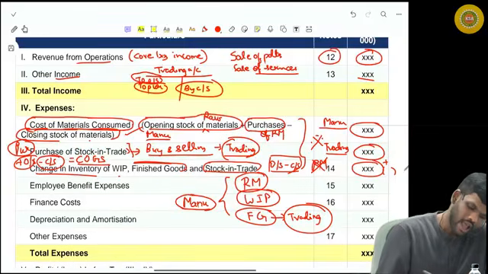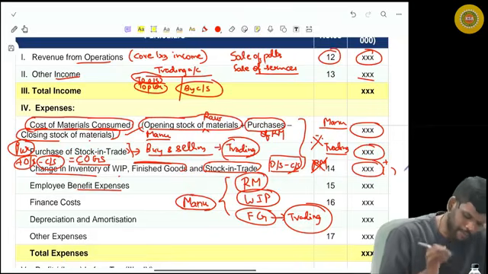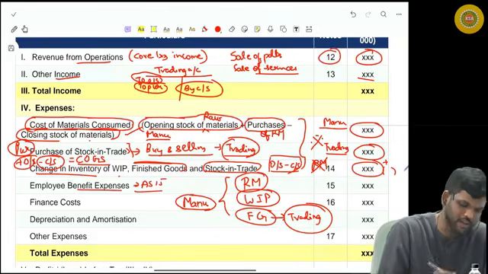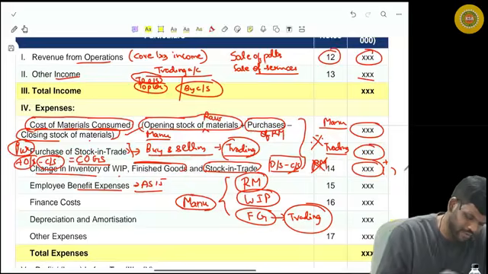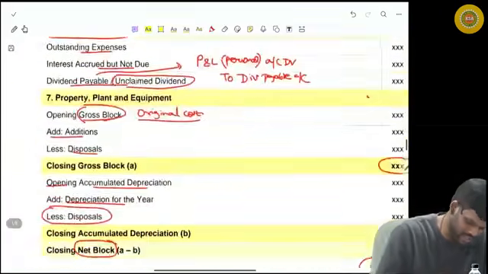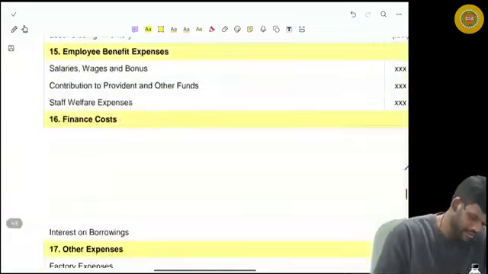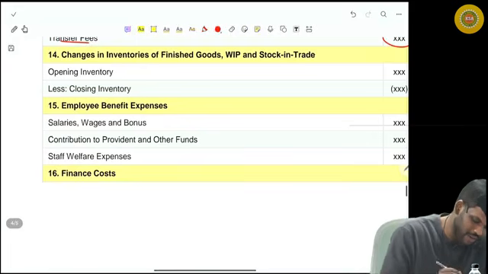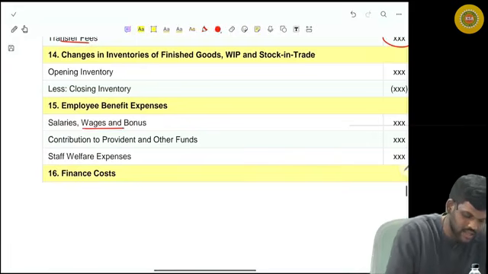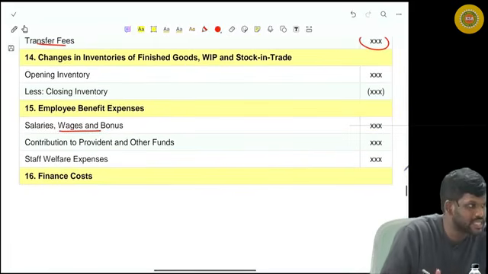Okay. And then we have employee benefit expenses, basically AS15. Whatever we give to employees will come here. Sir, what is there in note 15 for AS15? Wow, what a coincidence. AS15, note 15. Whatever salaries, wages and bonus that you're paying to your employees will come here.